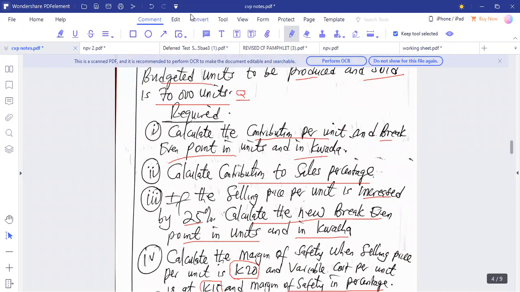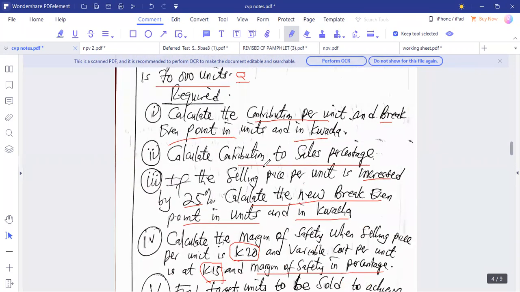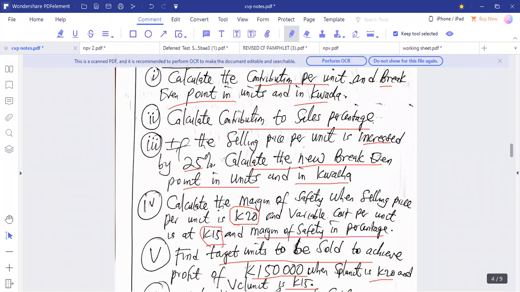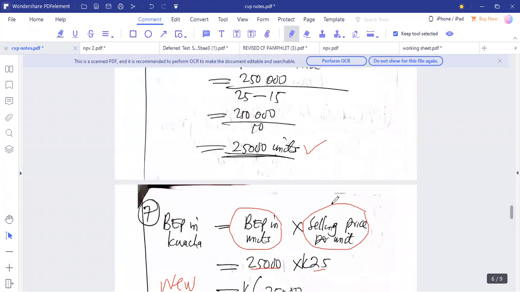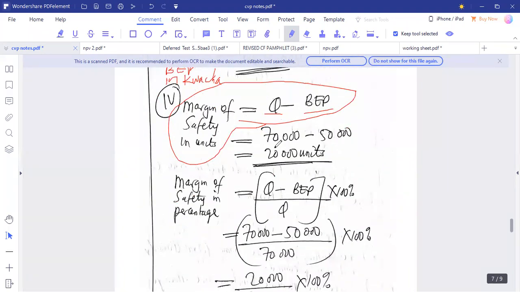Now getting down to the other question, because we're still looking at question number 4, Roman numeral 4, the margin of safety, when the selling price is 20 kwacha and the variable cost per unit is 15. So we are looking at the 70,000, which was given in the question. This one is always given. The BEP, you just calculate using the fixed cost over the contribution per unit, which is the selling price per unit minus the variable cost per unit. This is how we find the BEP.